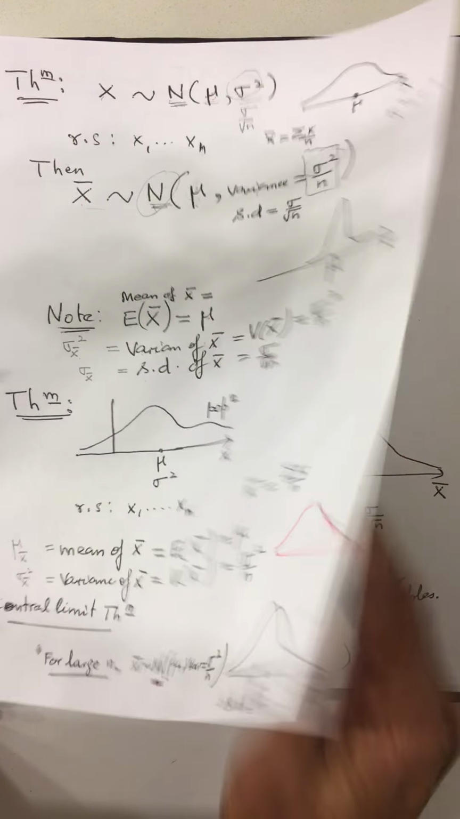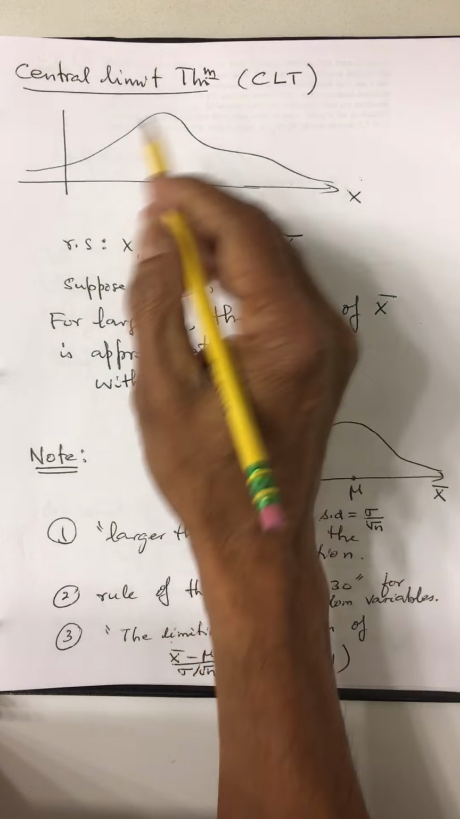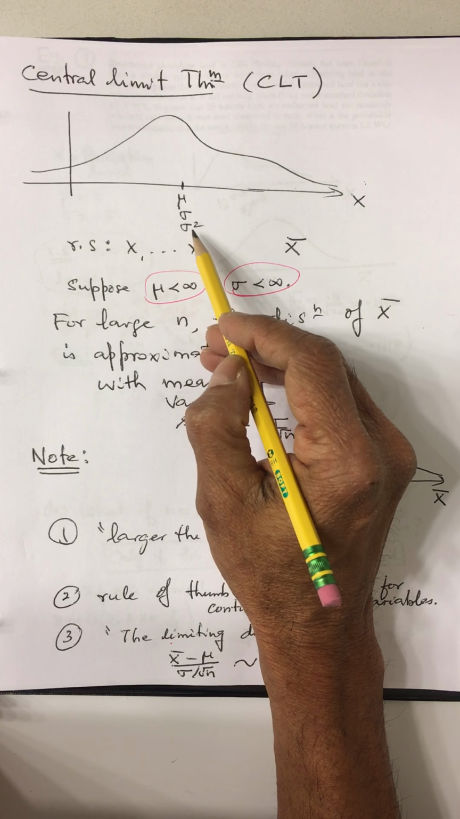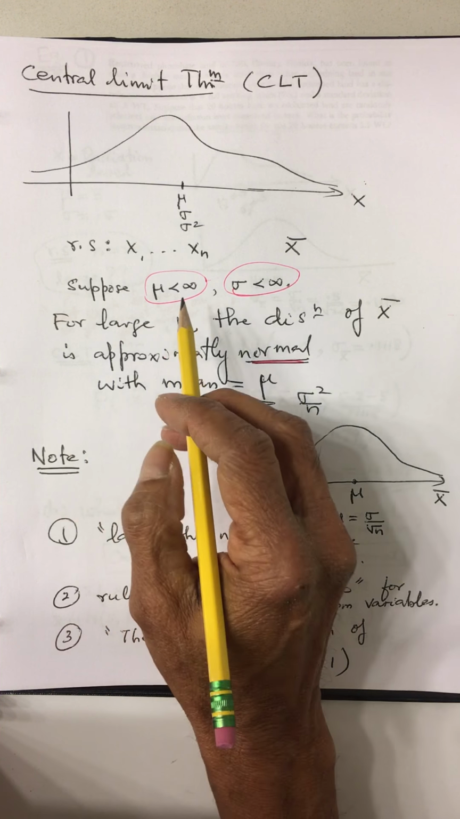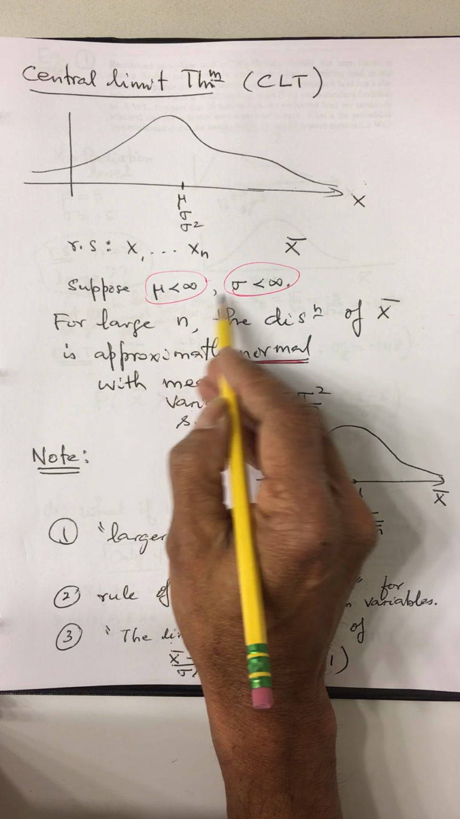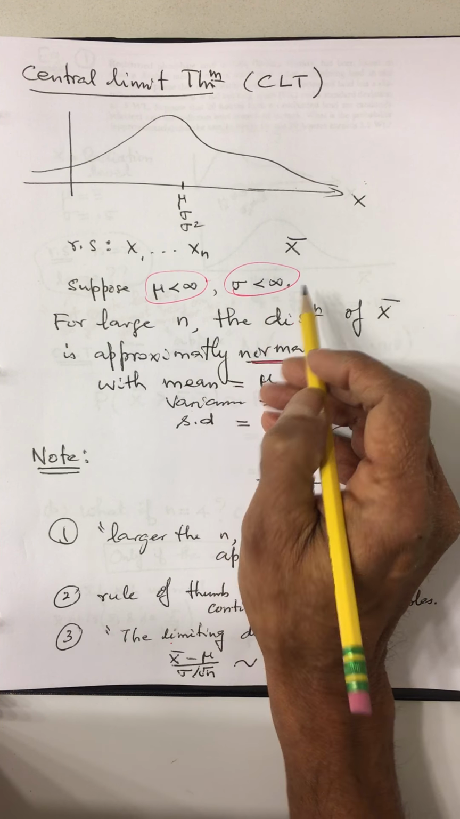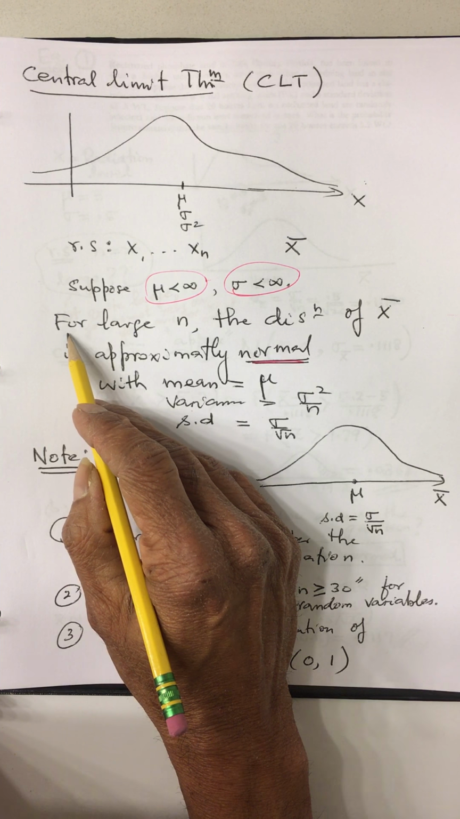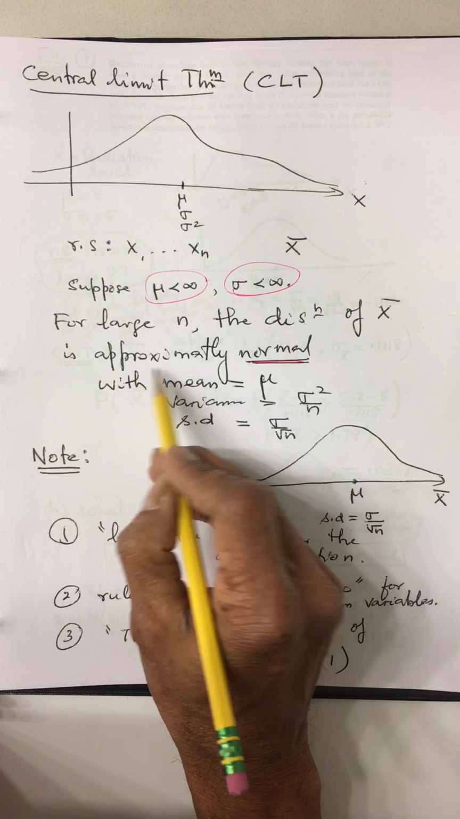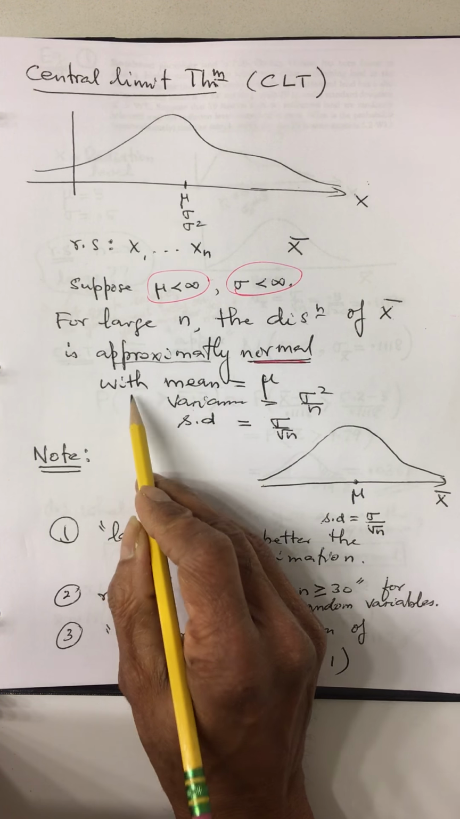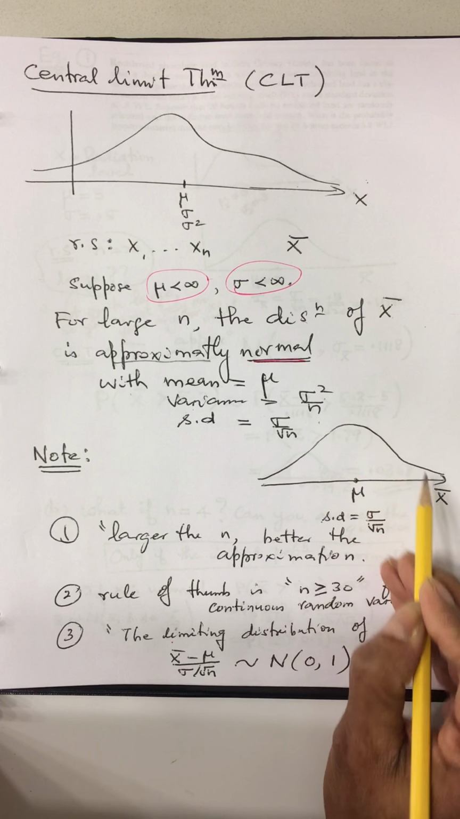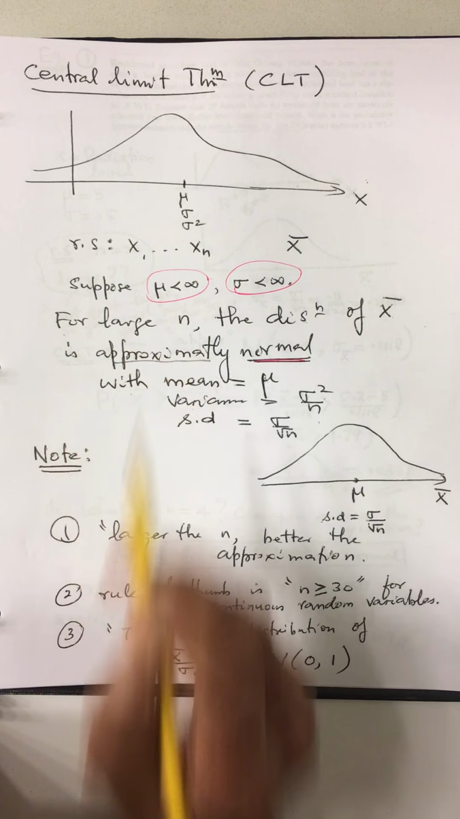The next theorem goes like this, the central limit theorem. Say this is a population with a mean mu and variance sigma square. If you pull a random sample, this is the only condition: this mu has to be finite, in other words it should have a value, and sigma should be finite. If this is the case, then for large n, the distribution of X bar is approximately normal with mean mu and variance sigma square over n. So this is true for large n.